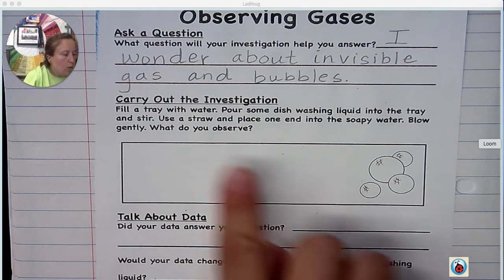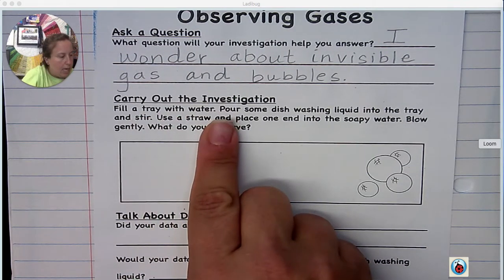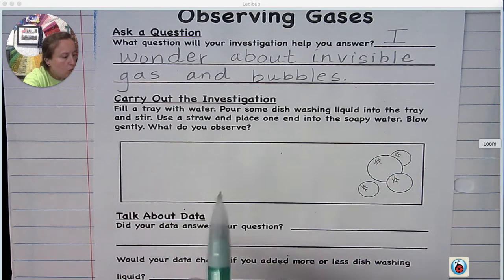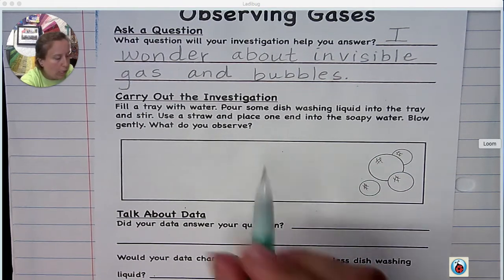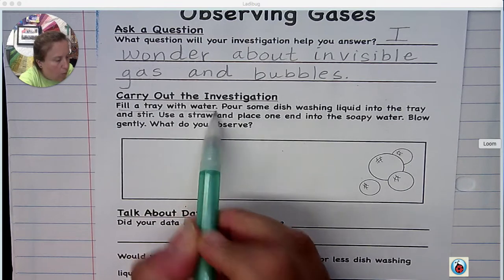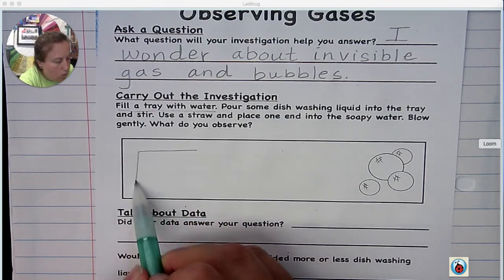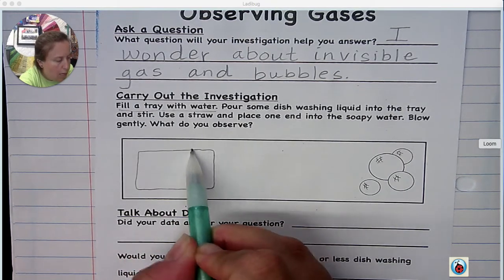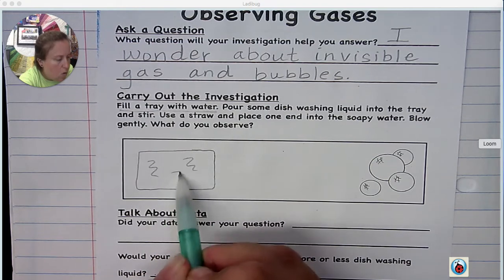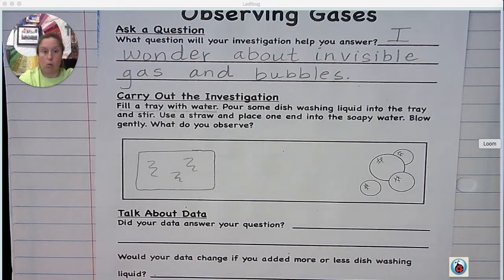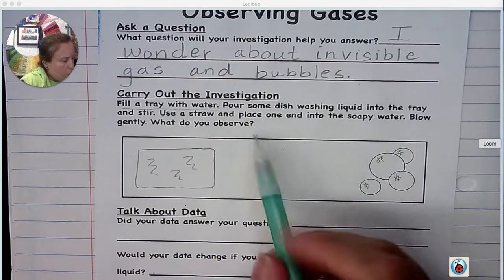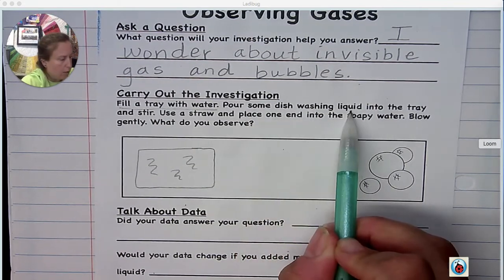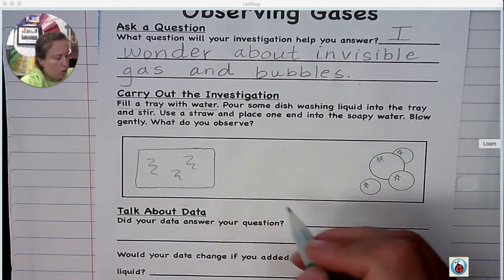Okay, so this is the explanation of what we need to do. So first we're going to draw what we need. Fill a tray with water. So draw yourself a tray. There's the water, and you should go get a tray with water. Pour some dishwashing liquid into the tray and stir.